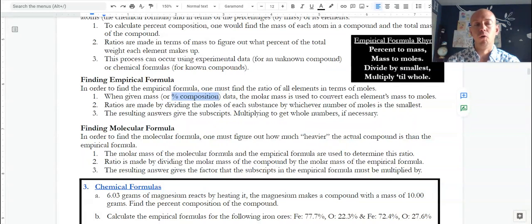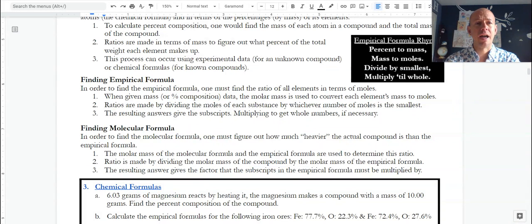If it's not a whole number, if it's like 0.99999, we would round that up to 1. But if it comes out to a really clear like 1.5, and some of the examples will have this, that for every 1 of the first element, I have 1.5 of the second. We can't have 1 atom bonded to 1.5 atoms, but we could have 2 atoms bonded to 3 atoms, which is what multiplying to get whole numbers means.